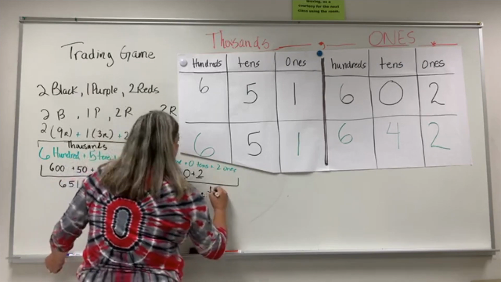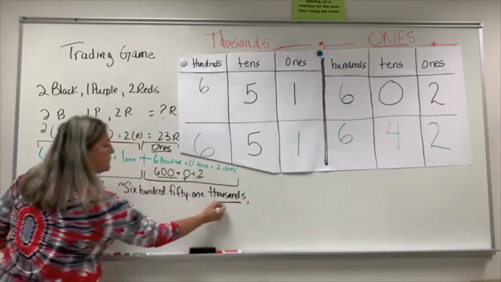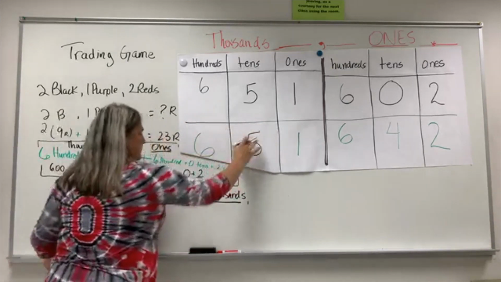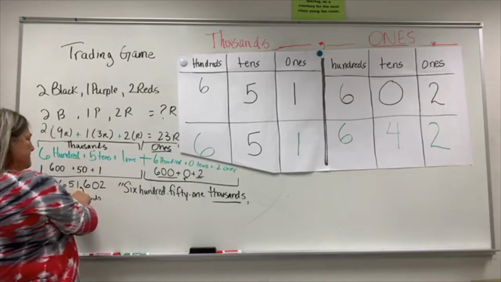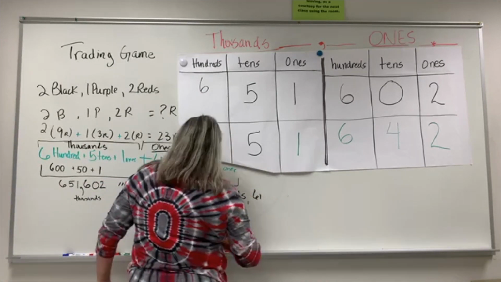651 thousands, because we have to tell them which part of the game board we're on. We're on the thousands part of the game board, this chunk over here. So 651,600.